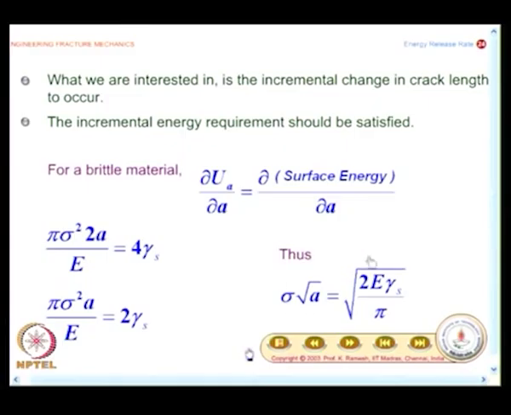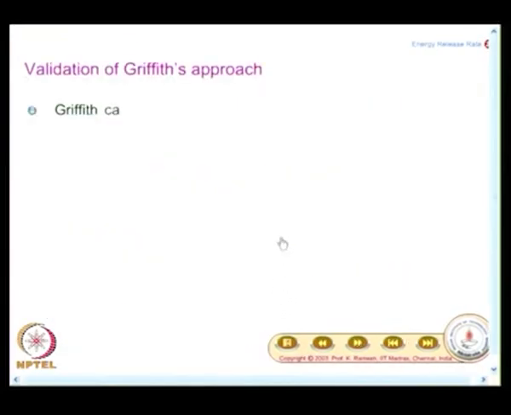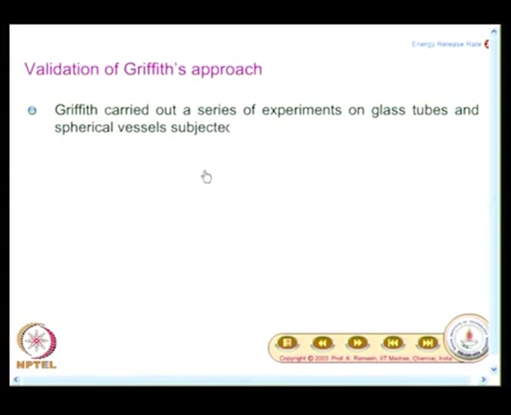And once you develop an expression like this, it has to be experimentally justifiable, otherwise you will not be satisfied with the mathematical development. And what is the kind of experiment which Griffith performed to establish this? Griffith carried out a series of experiments on glass tubes and spherical vessels subjected to internal pressure P.